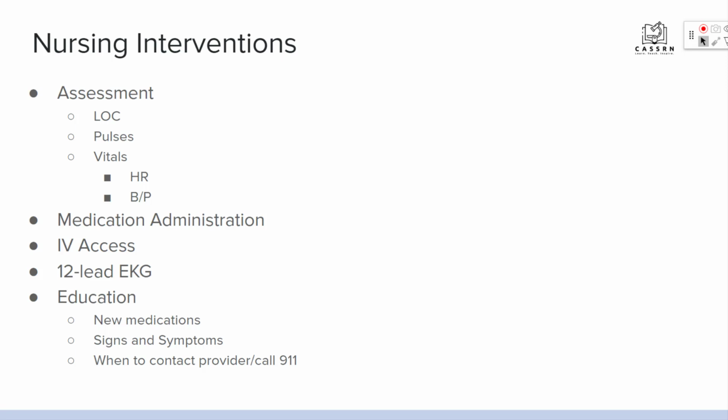We're going to want to make sure we have a good IV access. We're going to want to make sure they're hooked up to an EKG. And then when we can, as much as possible, we want to make sure that we're educating those patients about the new medications, signs and symptoms, and then when to contact the provider or call 911.